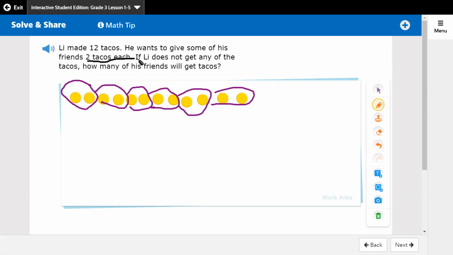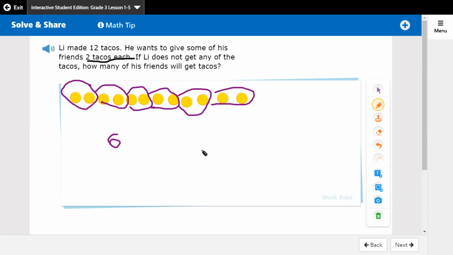All right. So if Lee does not get any tacos himself, how many of his friends will get tacos? Well, now we have to just count the number of groups he has. So he has 1, 2, 3, 4, 5, 6. He has 6 groups of tacos. So 6 friends will get tacos. So what I did here was basically we started with the total amount of 12 tacos. We separated them out into groups of 2 each, and then we just counted how many groups we created.